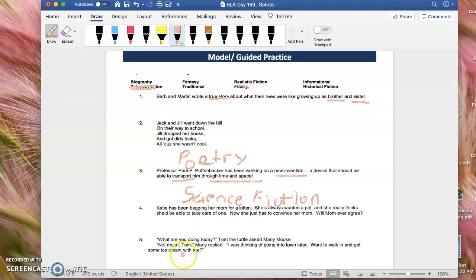So next, what are you doing today? Tom the turtle asked Marley Mouse. Not much, Tom. Marley replied, I was thinking of going into town later. Want to walk in and get some ice cream with me? So, first of all, Tom the turtle and Marley Mouse are both animals and they're talking. Usually, when animals are talking, we know that that has to be a fantasy because it can't happen in real life.